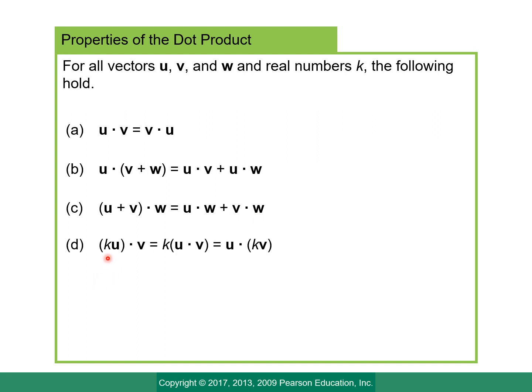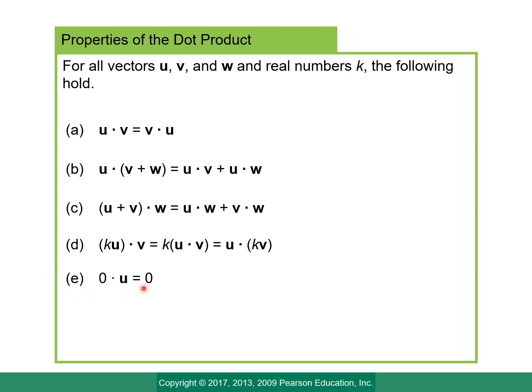Now if you multiply a vector times a number K, so it's times a scalar, and then you dot it, you can switch the order quite a bit. With the scalar times your vector, you can take the scalar out and do the dot product first. So you can dot your 2 vectors, U and V, first, and then times it by K. Or you can take this number K and put it on your second vector, so you multiply it by V and then find the dot product. Any of these 3 will give you the same answer.